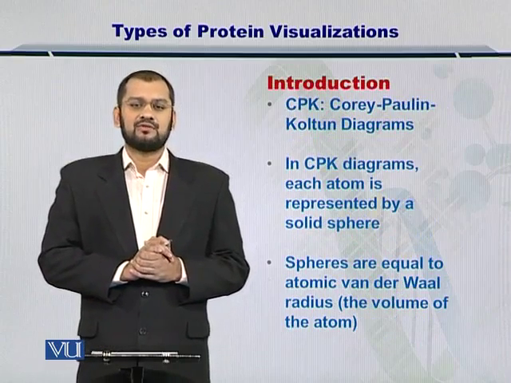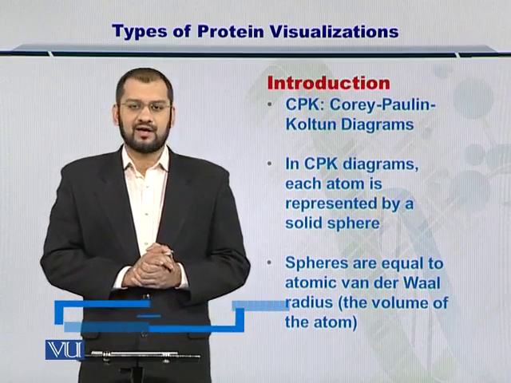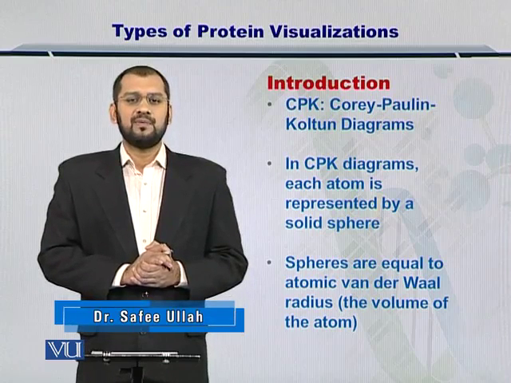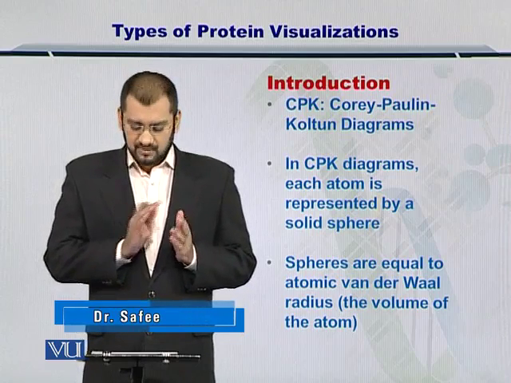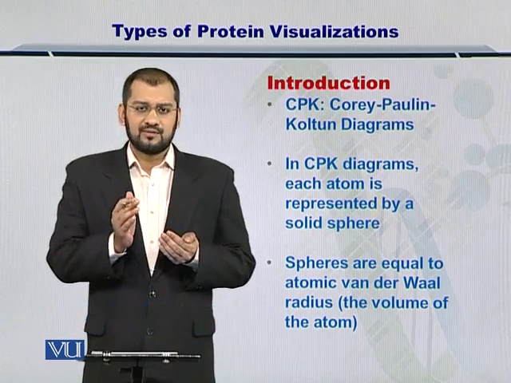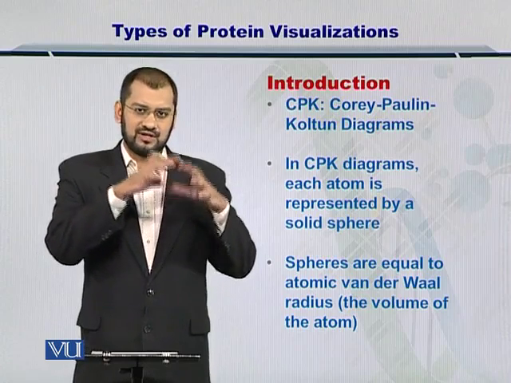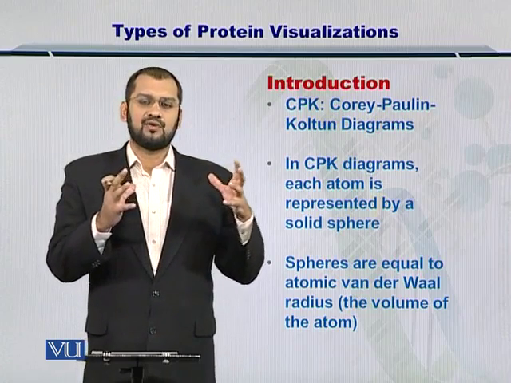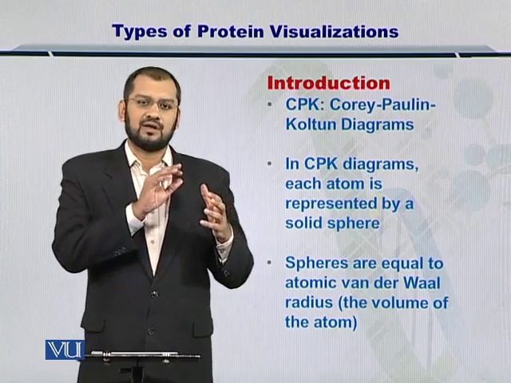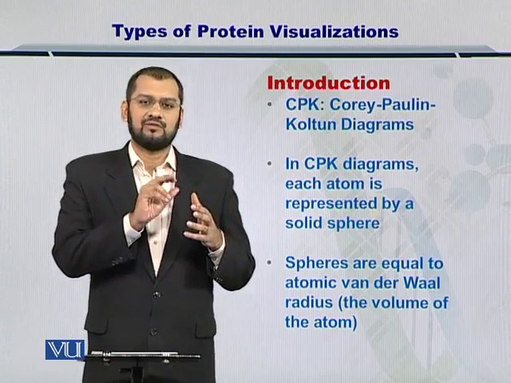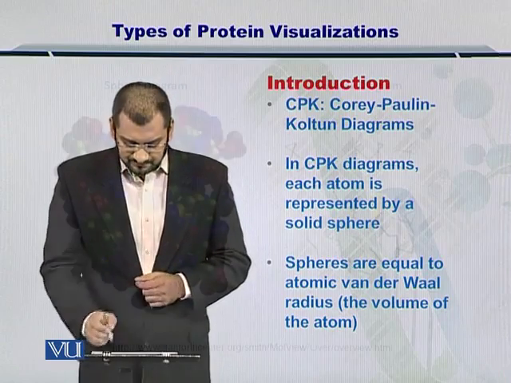The first one is the CPK model, or the Corey-Pauling-Koltun diagrams. The CPK diagrams are simply that each atom is represented as a solid sphere, and then you have these spheres organized in 3D, and therefore you have a very big collection of 3D spheres that are positioned as per the location of the alpha carbon in the protein structure. I'll show you an example here.